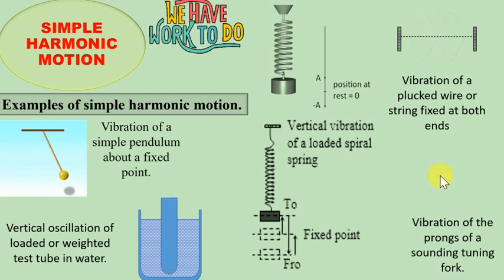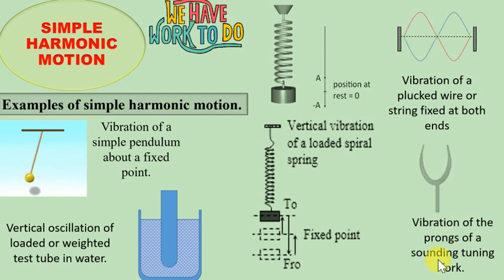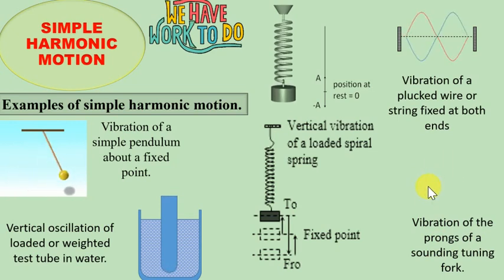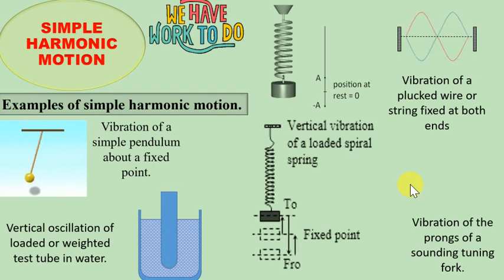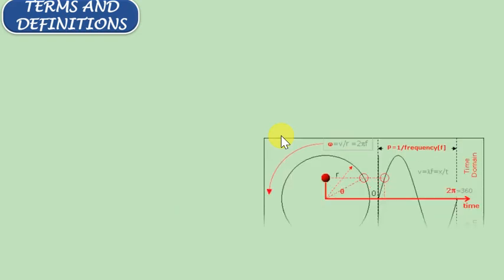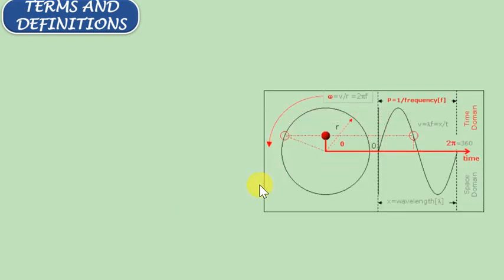And then you see the vibration of the prongs of a sounding tuning fork. So these are some examples, not all. There are so many examples. That will lead us to the next slide for definitions of terms used in discussing simple harmonic motion. What are the terms we use to discuss simple harmonic motion?